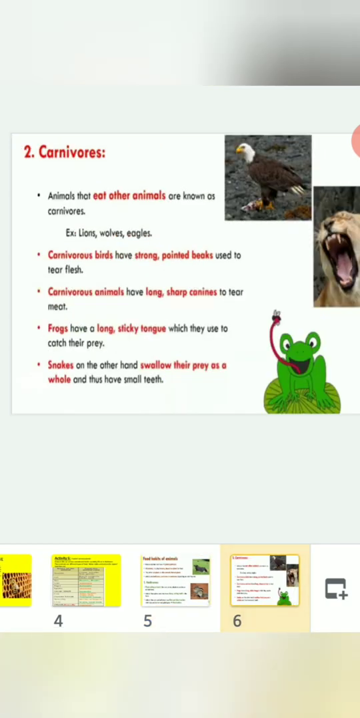Next, you have carnivores. Animals that eat other animals are known as carnivores. Examples: lion, wolves, eagle. Carnivorous birds have strong pointed beaks used to tear flesh. Carnivorous animals have long, sharp canines to tear meat. Frogs have a long, sticky tongue which they use to catch their prey. Snakes, on the other hand, swallow their prey as a whole, and they have small teeth.